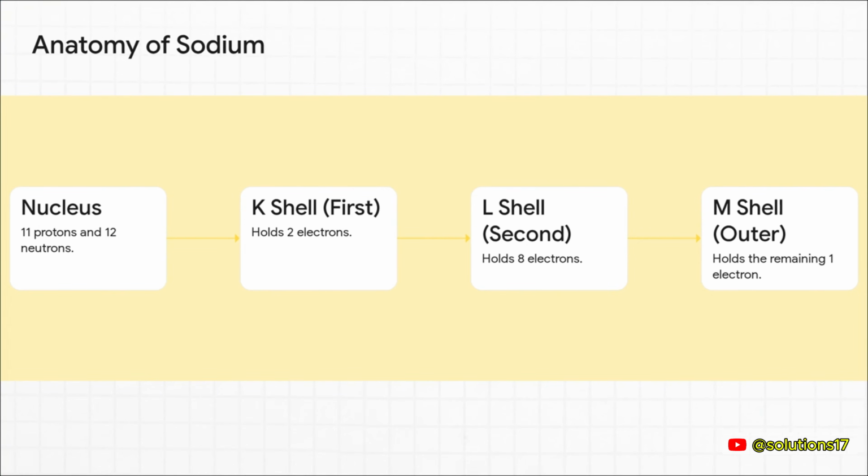Okay, let's crack this code. We'll use sodium as our example. Sodium is atomic number 11, so it has 11 protons, and when it's neutral, 11 electrons. Now, those electrons don't just fly around randomly. They fill up these specific energy levels, or shells. The first shell, closest to the nucleus, gets filled up with 2 electrons. The next one can hold 8. And what about that last, 11th electron? It gets a whole new third shell all to itself.